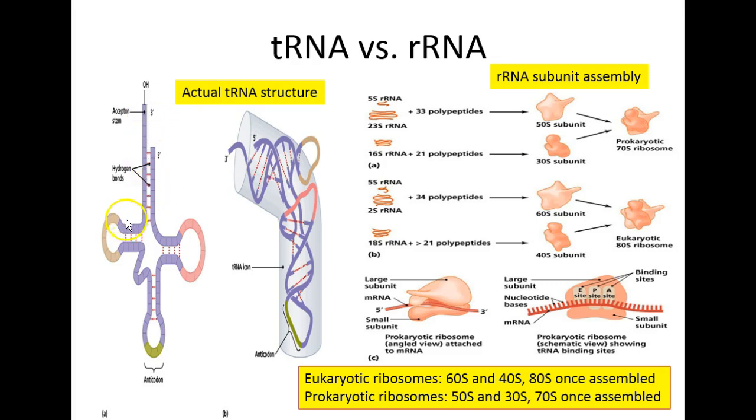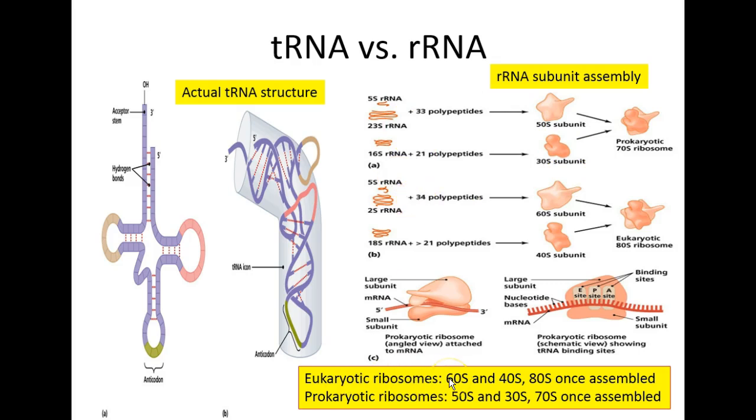Again, remember, tRNA is an RNA molecule made of nucleotides: A's, C's, G's, and U's. This is the anticodon region of the tRNA molecule. On the other hand, ribosomal RNA is made of a combination of RNA molecules and polypeptides. So it's a mixture of RNA and amino acids that creates the ribosomes. The ribosomes will be the location, the place where translation will occur.